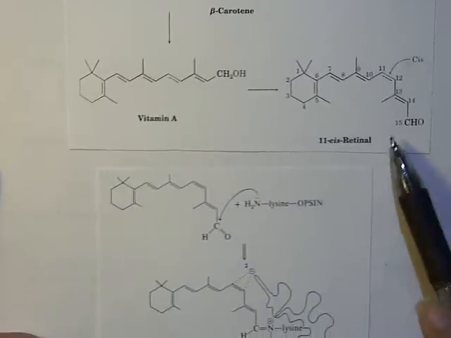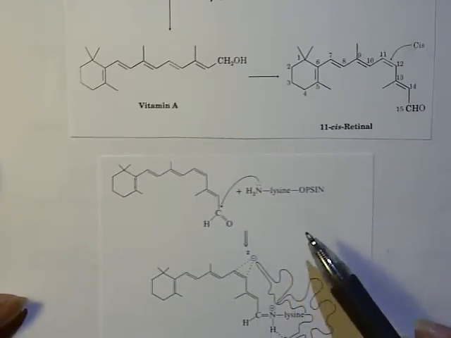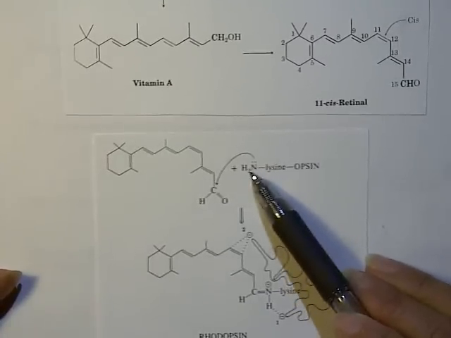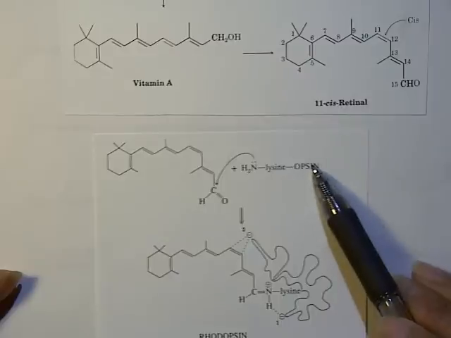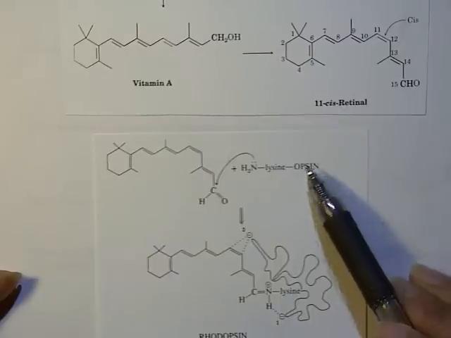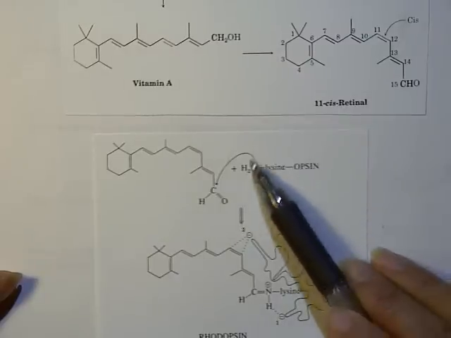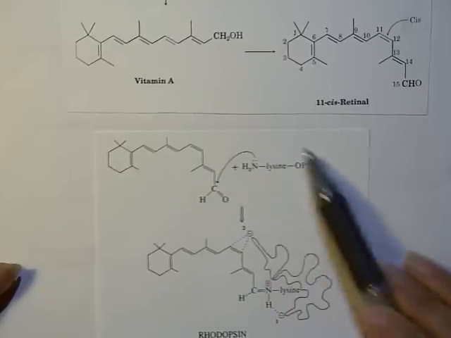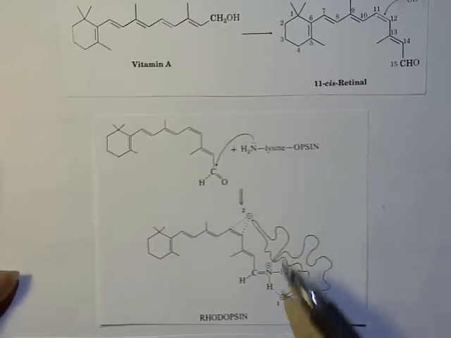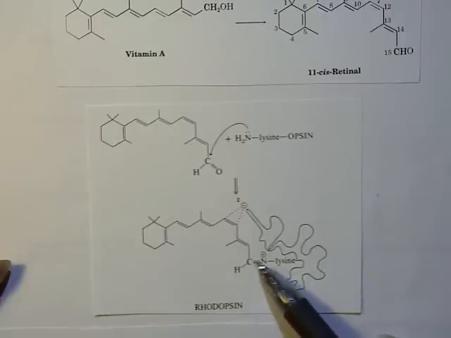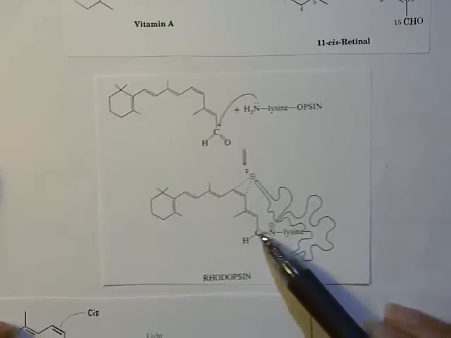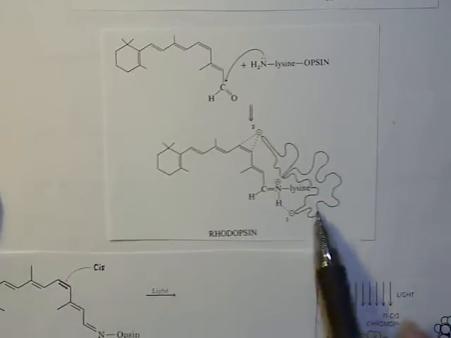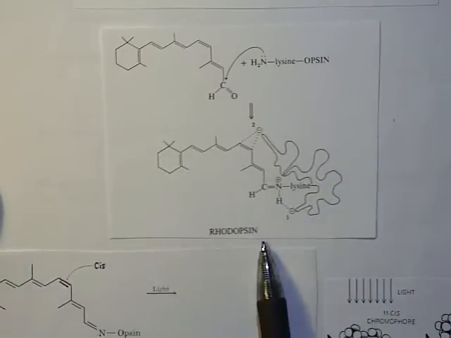So once you have 11-cis retinal, it reacts with an amine functional group. This, as you can see, is a primary amine. Opsin is the protein, and off of the protein is this amino acid that's got a primary amine attached to it, which we'll learn about in the last unit. So it forms an imine bond. Now this imine bond is held together with this protein, and that is called rhodopsin.